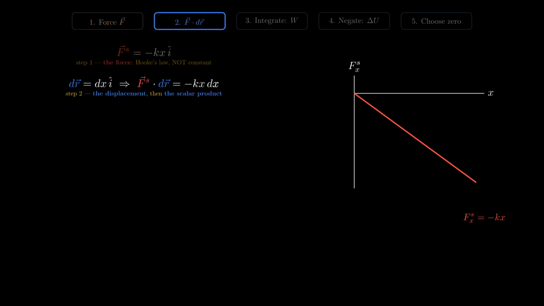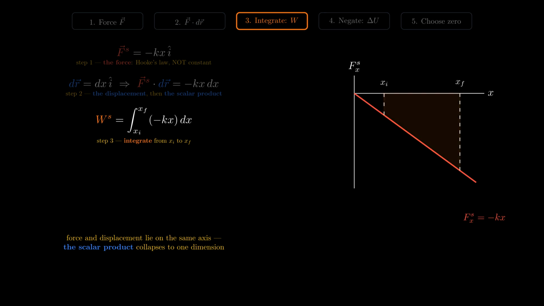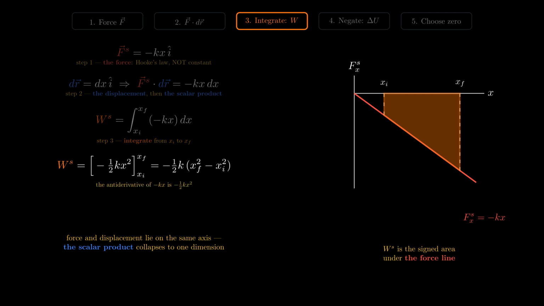Step 2, the displacement is dx times i hat, so the scalar product is minus kx dx. Step 3, integrate from x sub i to x sub f. The work is the integral of minus kx dx, which evaluates to minus 1/2 k times the quantity x sub f squared minus x sub i squared.